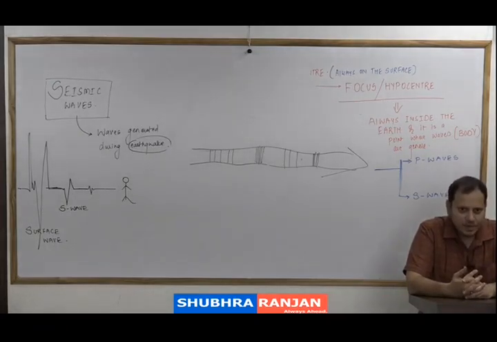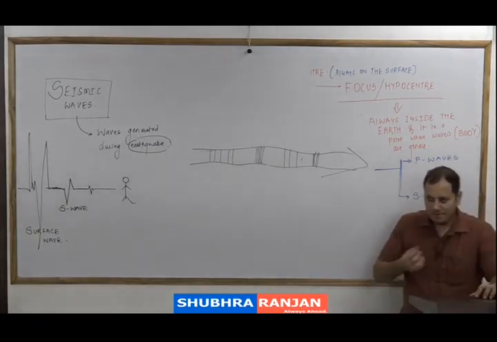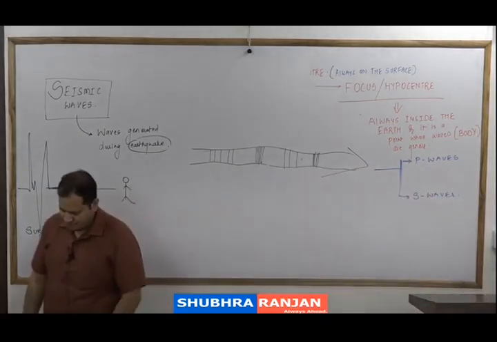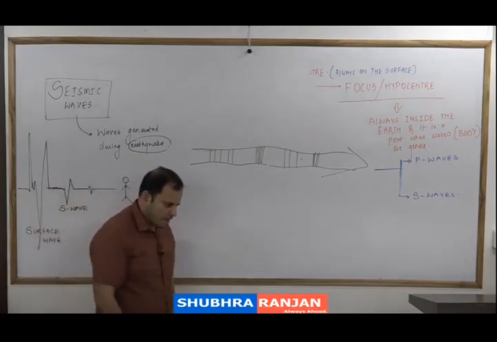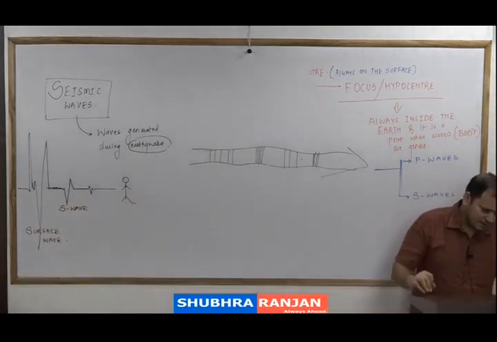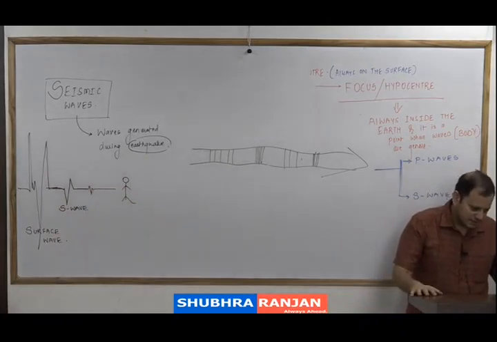Next, P waves are fastest, but of least intensity.